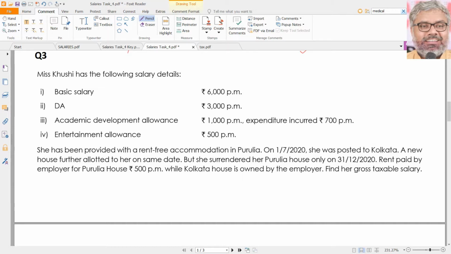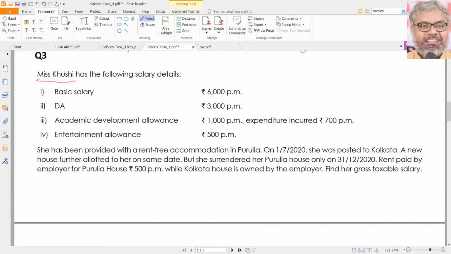Only new thing here is this SSC Kushi was allotted houses at two different places. Then what to do with that? For that we should know the provision. When the same employee is allotted two different houses up to a period of 90 days, which means 3 months approximately, one house only will be valued as perquisite, one house will be exempt.